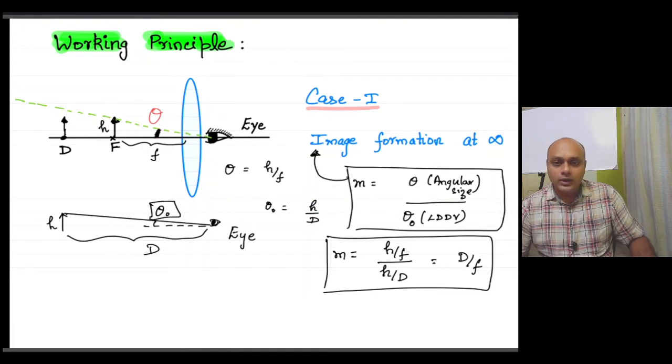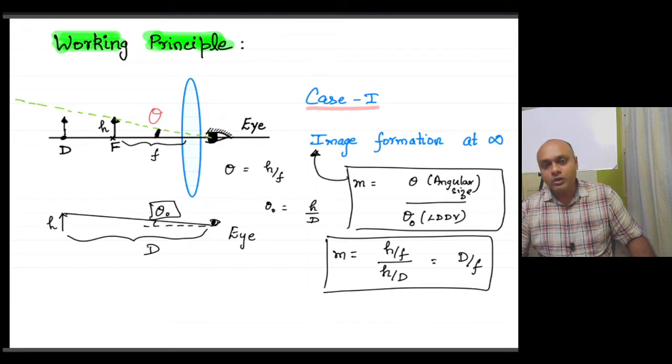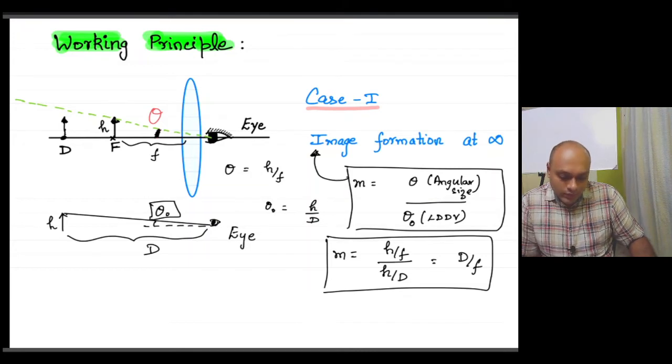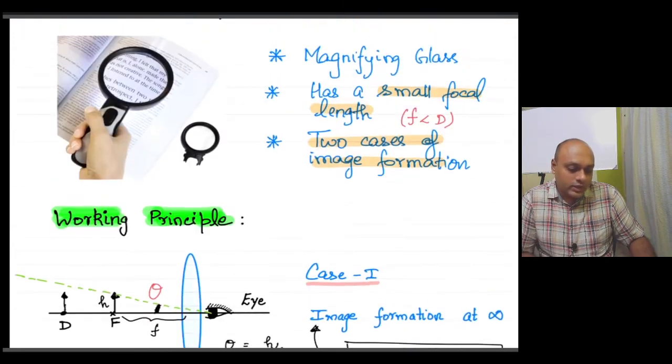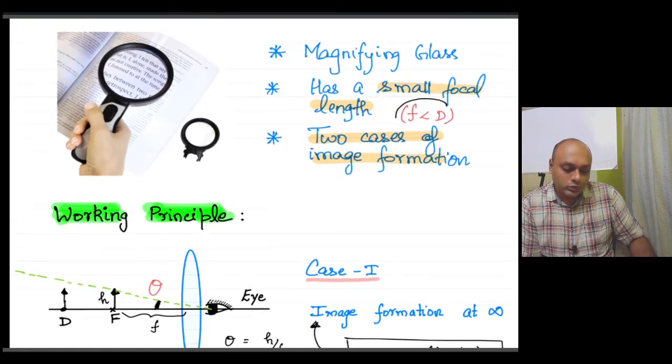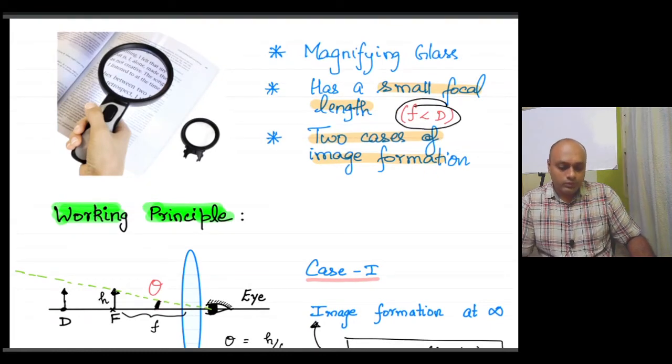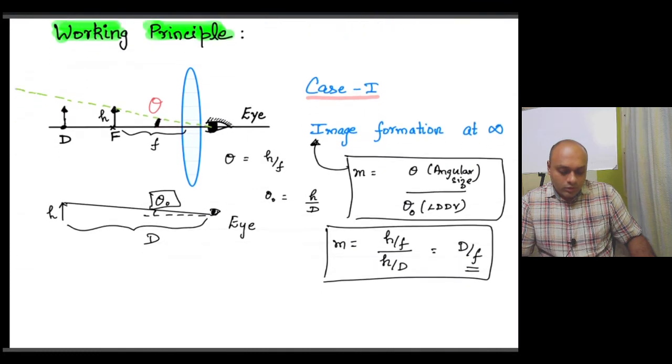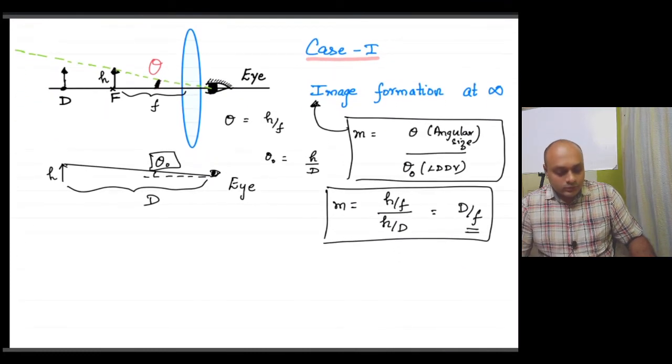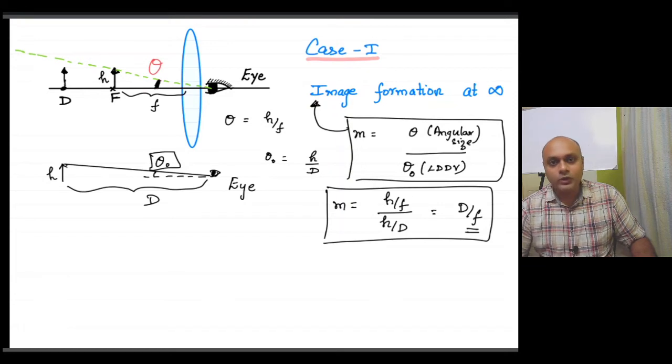You cannot create a lens whose focal length is greater than the least distance of distinct vision of the human eye and expect to have a magnified image. That's why the condition is there: the focal length should be lesser than d. Then you will get a magnified image. So that's the first case. Now we will see how to go about making the ray diagram for the second case, and how we can obtain a better magnification in that particular case.